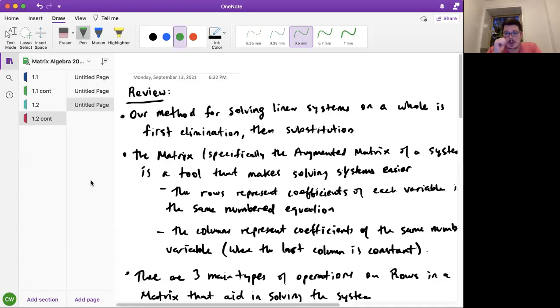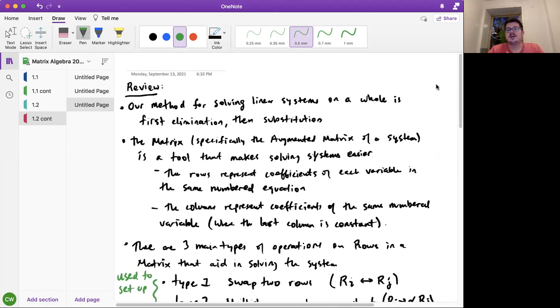Okay, so we haven't seen each other in a while, so I just want to do a little review of what we've done. The whole point of our discussion so far is solving linear systems. That's our entryway into thinking about a matrix. You can think about solving linear systems without the use of a matrix, but it can get a little messy because there are a lot of symbols you need to keep track of.